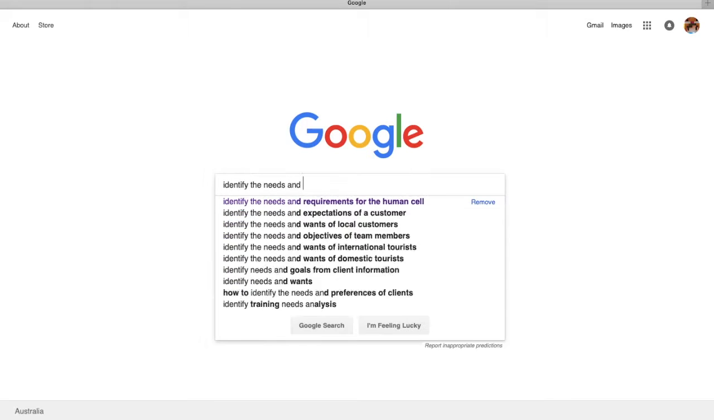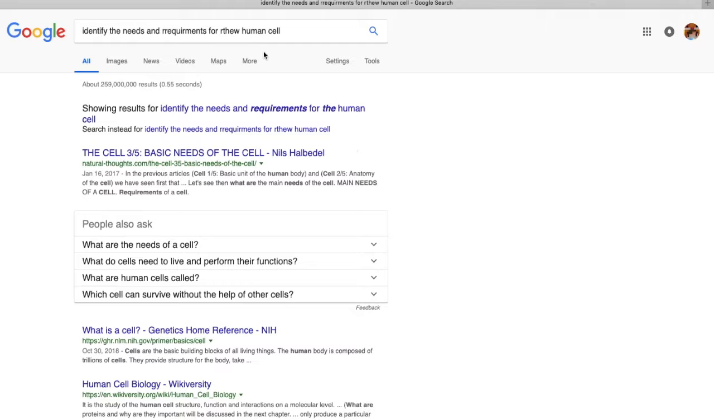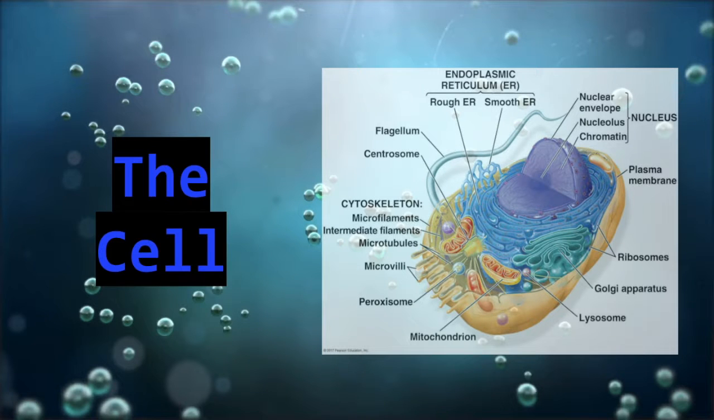Okay, so let's see what's first on the checklist. Identify the needs and requirements of a human cell. Should be easy. Well, there you go. The cell needs a lot of things to survive, and those things are actually what you need to survive, like food, water, and most importantly, energy. In fact, the reason why we eat food and drink water is so that our cells can replenish energy and conduct the basic tasks our body needs to survive.